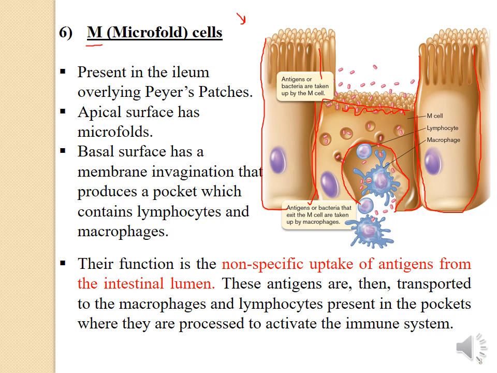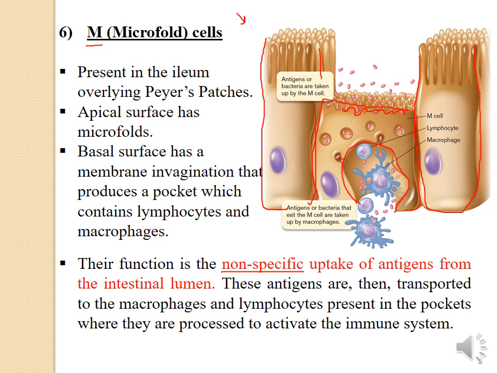So we have cells found in the pocket of the microfold cells: macrophages and lymphocytes. So why is this arrangement? And what is the function of these microfold cells? The function of these cells is the non-specific uptake of antigens from the intestinal lumen.